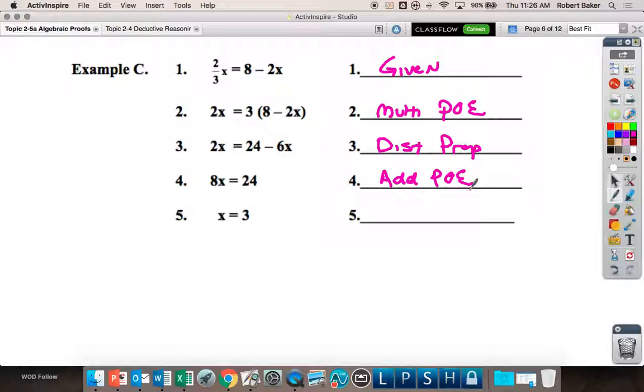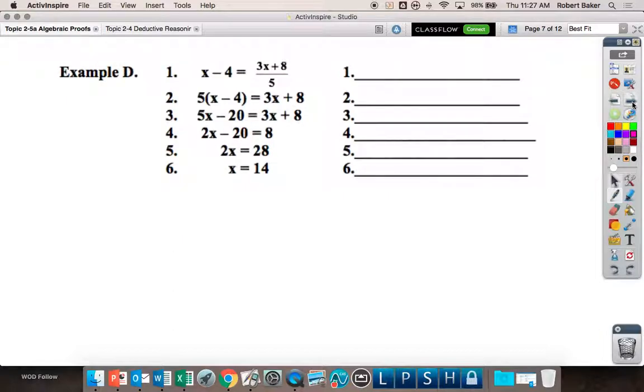The addition property of equality. And then the division property of equality. Are y'all kind of understanding the process here? I hope you are, because when it gets to geometry stuff and some of your reasons are the segment addition postulate, or the definition of a midpoint, or the definition of an angle bisector, tools that you guys are not comfortable using, it's going to get weird.